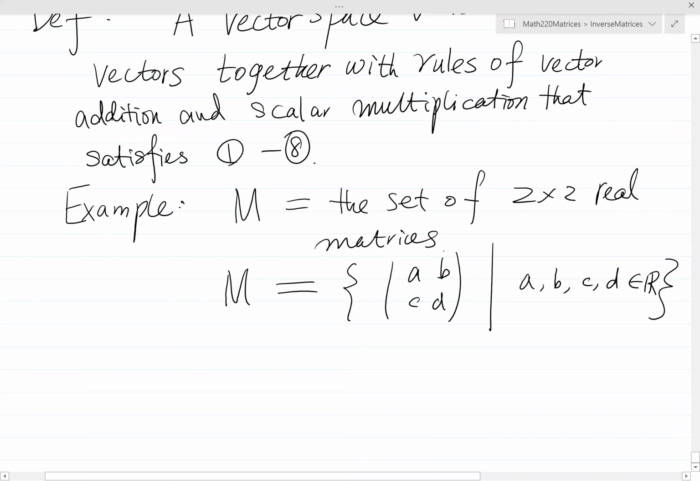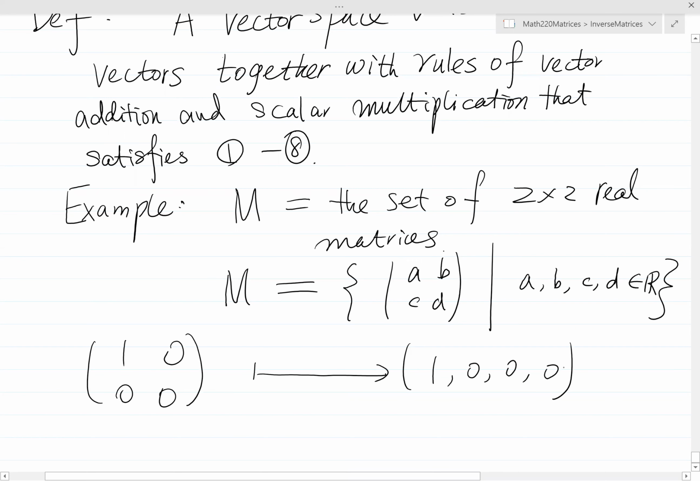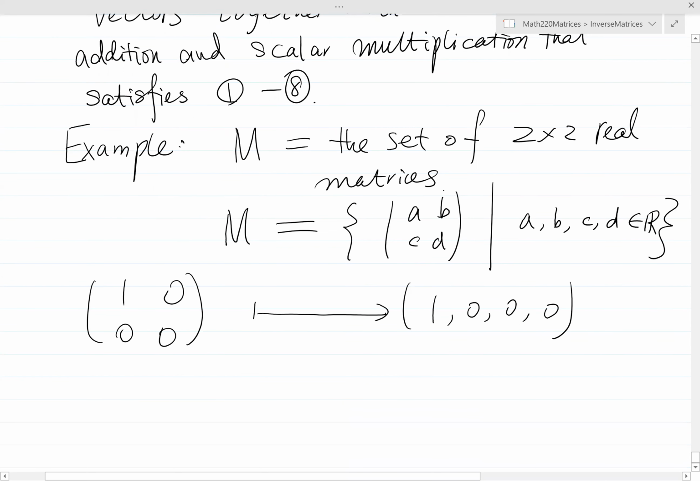Now, here we have a, b, c, d, four real numbers, so you can view this as R4. For instance, the matrix with entries 0, 1, 0, 0 is a basis element, which corresponds to (0, 1, 0, 0). It's just a different way to write the components.